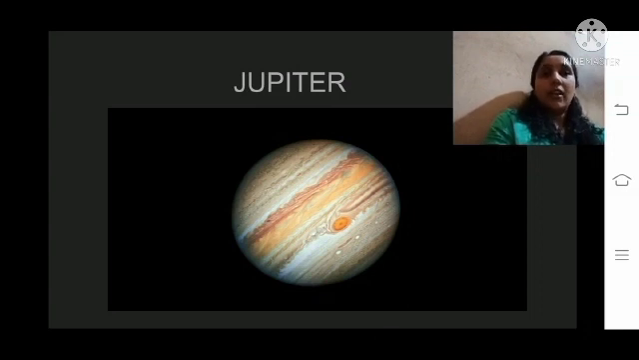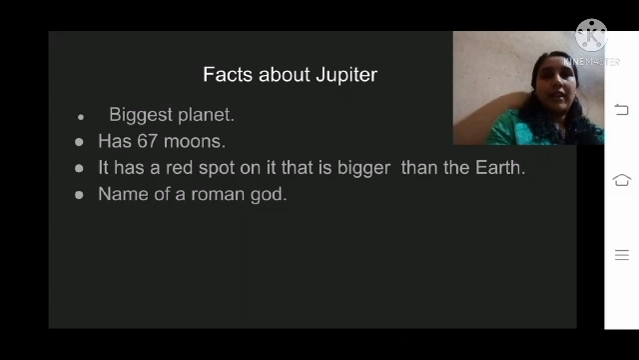Okay, so can you imagine the size of Jupiter? 67 moons revolve around it. So that much bigger it is, that it is known as the biggest planet in the solar system. And you can see in the figure a red spot on it. This red spot is much bigger than the Earth. Okay, these are the features of Jupiter. Facts: it is the biggest planet. It has 67 moons. It has a red spot on it that is bigger than the Earth, and its name is the name of a Roman god.